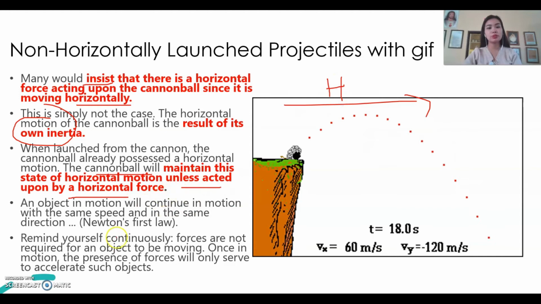This is familiar to you because of Newton's first law, that an object in motion will continue in motion with the same speed and in the same direction. Take note that forces are not required for an object to be moving. Once in motion, the presence of forces will only serve to accelerate such objects.